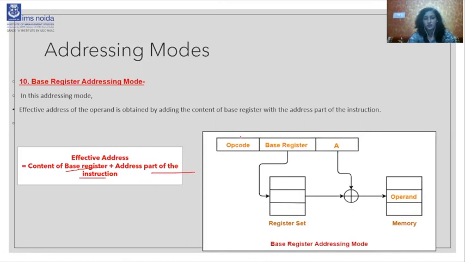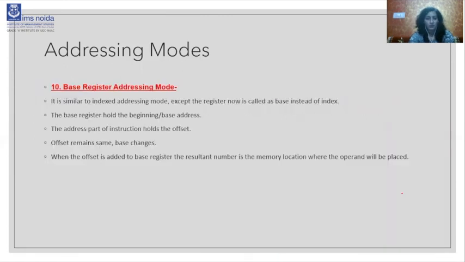Suppose this is an instruction with an opcode, base register and address of an operand. First it will search the value in the register set at a particular location, suppose location 101, 102. This address will be added to the address part of this location and a new address will be formed, and at that location the operand will be found, right?